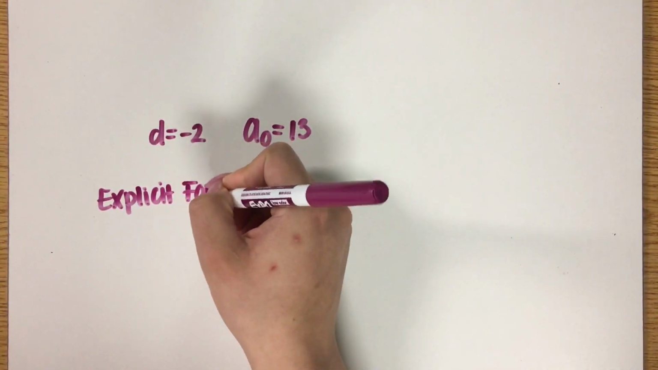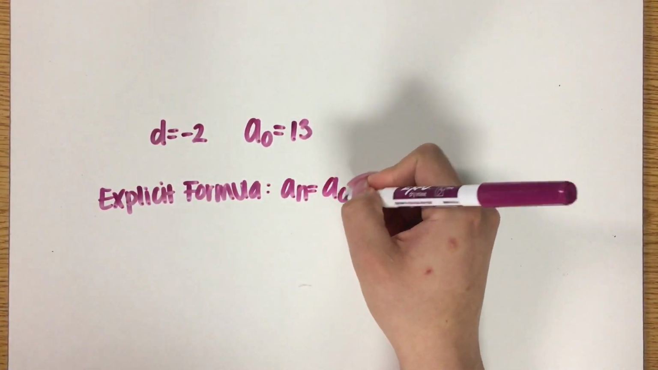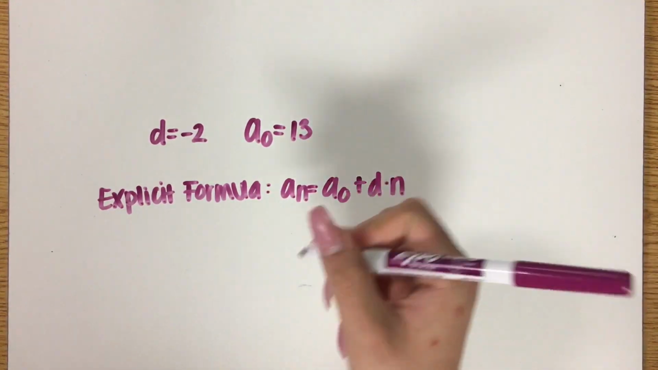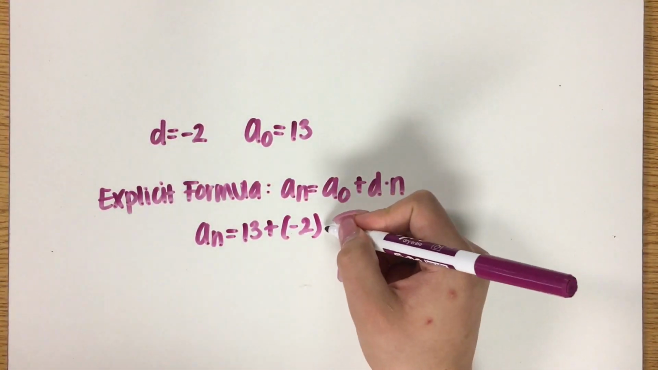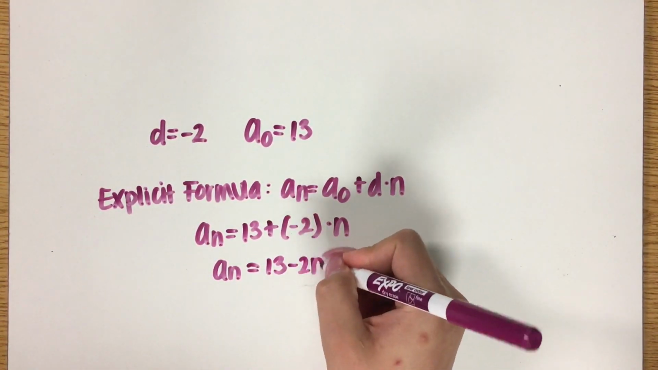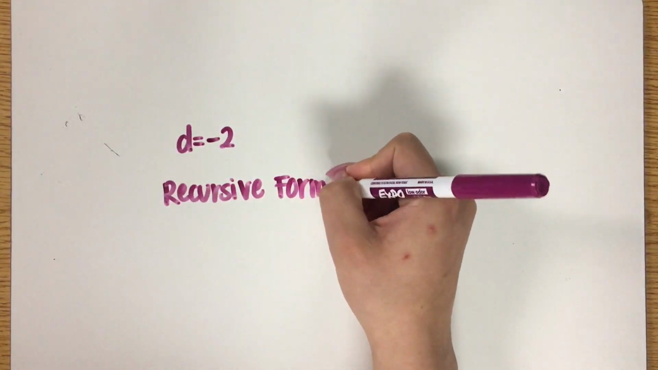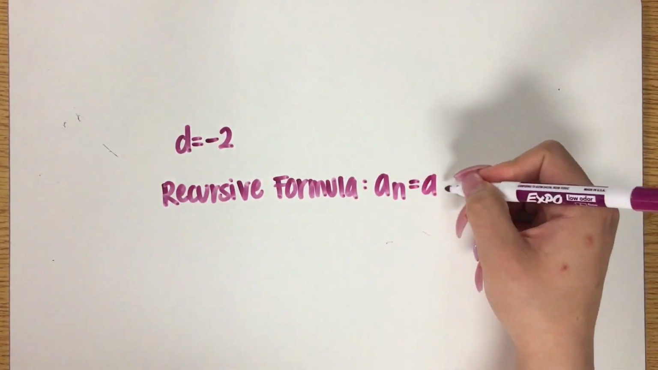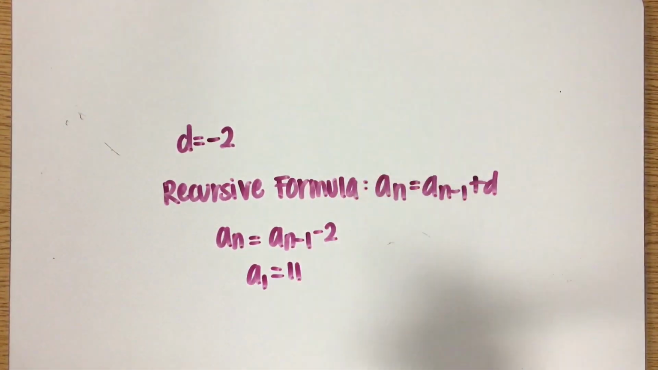For the explicit formula, plug in the common difference and zero term into the explicit formula. Plug the common difference into the recursive formula. You will need A1 so you can start at the right place in the sequence.